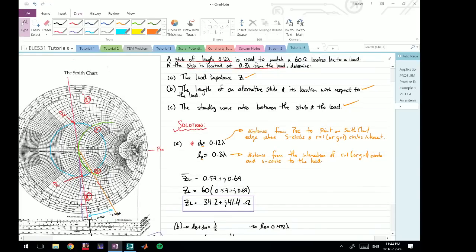So things to note here. You should be able to work forwards and backwards. Given the length of the stub and the location of the stub, we should be able to find load conditions. Given the load conditions, we should be able to find stub length and location, as we have seen in previous questions. Other than that, we need to make sure that we're always dealing with the load in terms of YL and not ZL. ZL we would use as an initial placement maybe if we didn't want to convert, but after that we deal with YL. Whenever we're moving towards the load or away from the load, we're always talking about YL and not ZL.